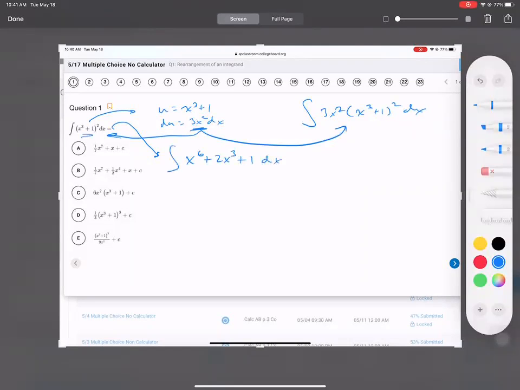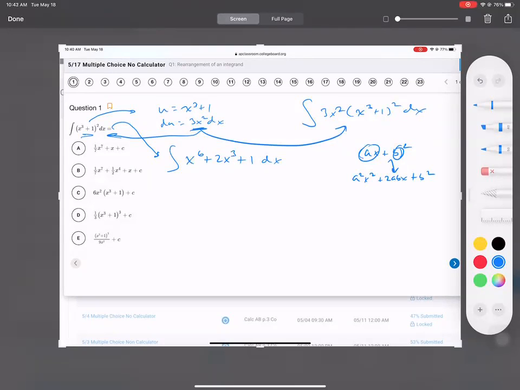Because I remember how to square things quickly, if it's (ax plus b) squared, it's a squared x squared plus 2abx plus b squared. Square the front, square the back, and double the middle. That's what the rule is. So I just did that: square the front, square the back, and then double the middle.